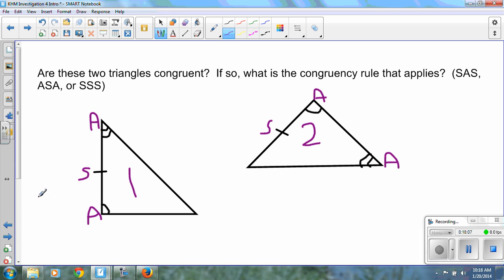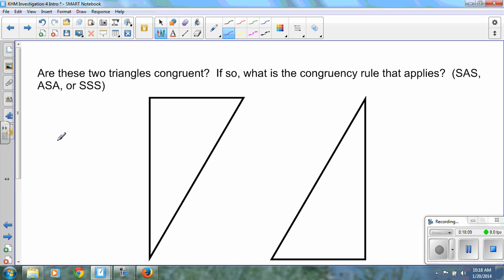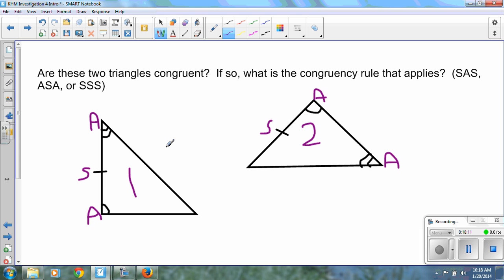All right, so those are some examples of the three different types of triangle congruency rules. So, all right, play it again if you need to.